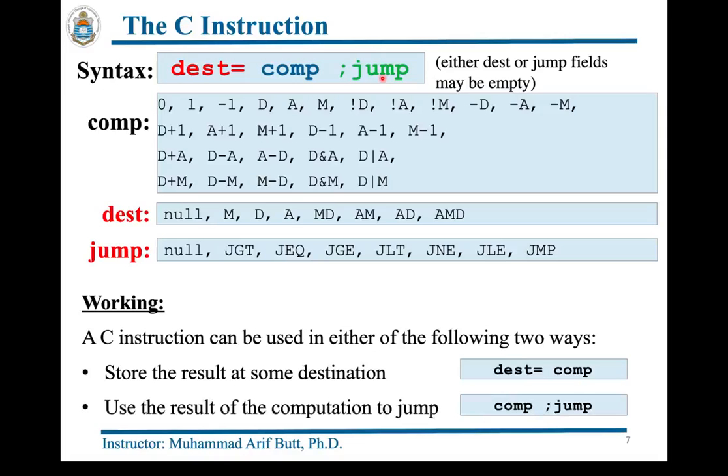The other use is you use the result of the computation to make a decision to jump. And in this case, you can notice that this destination and this is equal to sign are omitted. Well, dear students, let me go through a series of examples in which I will be using both these instructions to have a clear understanding.